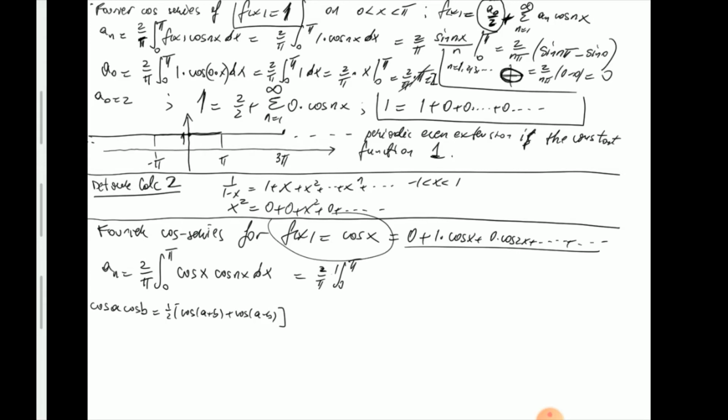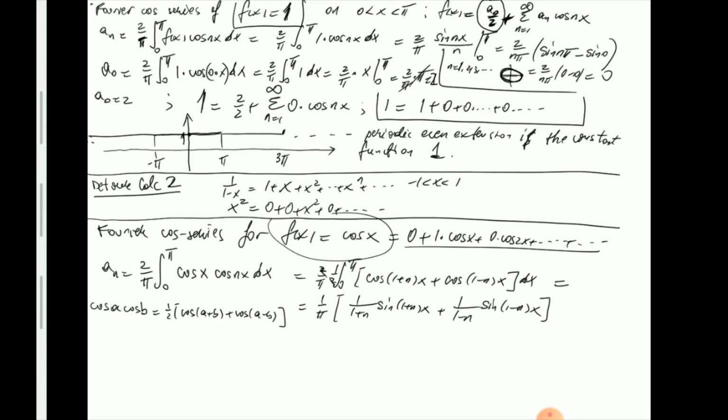So that 1/2, I can take it outside, and then inside the integral is cosine of the sum of the two. So that's x plus nx, which is 1 plus nx, plus cosine of x minus nx, which is 1 minus nx dx. 2 cancels. And then let's integrate. Again, a u substitution in your mind. That's going to be 1 over 1 plus n sine of 1 plus nx plus 1 over 1 minus n sine of 1 minus nx between 0 and pi.